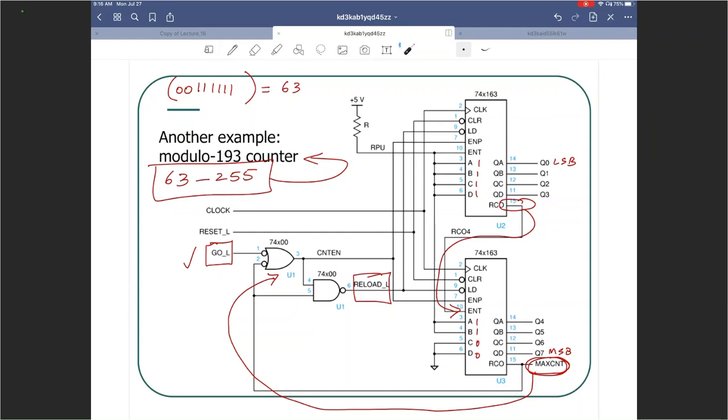So this essentially says reload 63 when the counter reaches 255, right? And go_L is active.